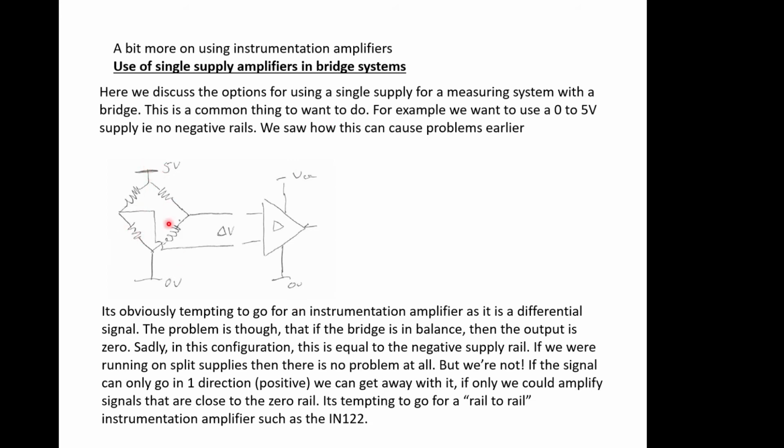In a bridge situation like this, we then would want to operate the bridge on a single supply as well. So we've got a 5 volt supply here, 0 volts here. Ideally we would want 5 volts here and 0 volts here to simplify the power supply arrangement for our measuring system. So it's obviously tempting to go for an instrumentation amplifier because this bridge is a differential system. Problem is though that if the bridge is in balance, then the output is 0. There'd be no voltage between this point and this point because the current through here is equal, so the voltage between these 2 points is going to be 0.